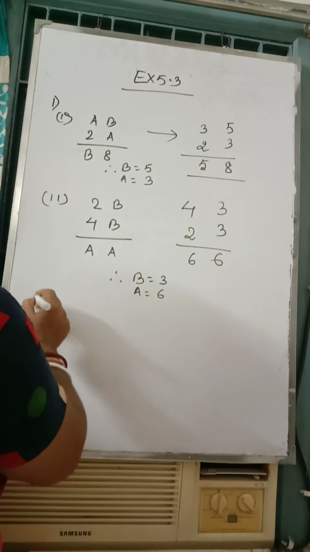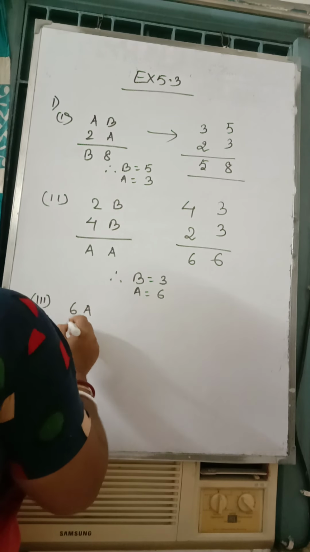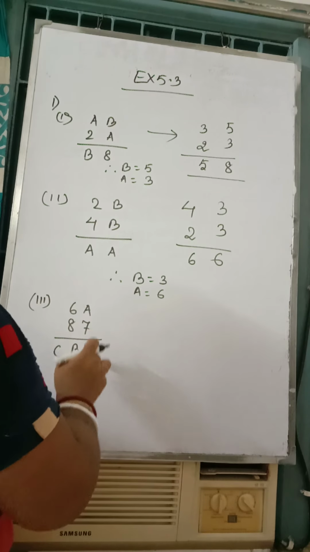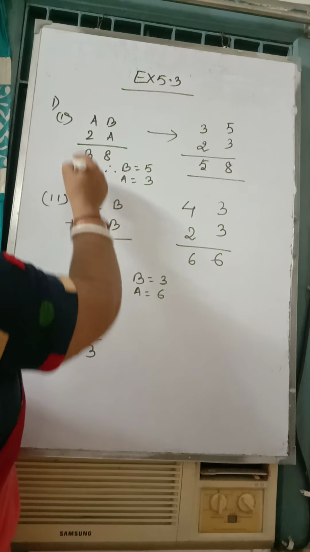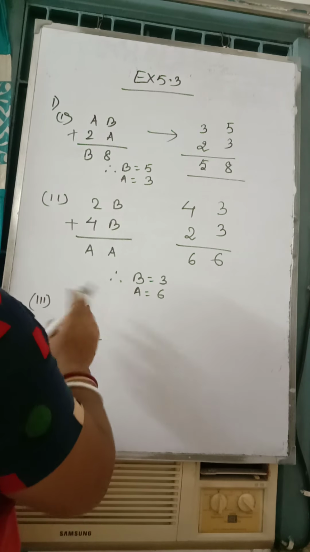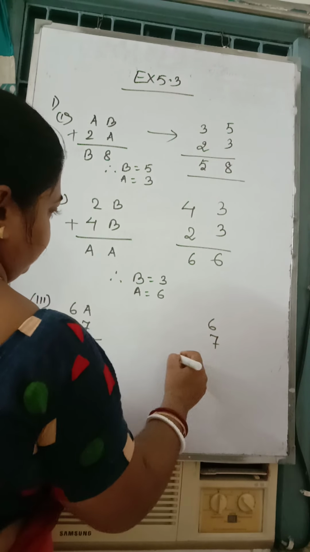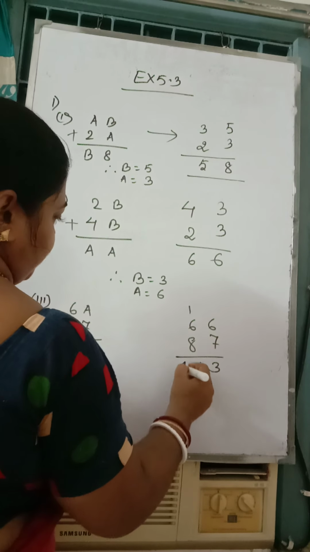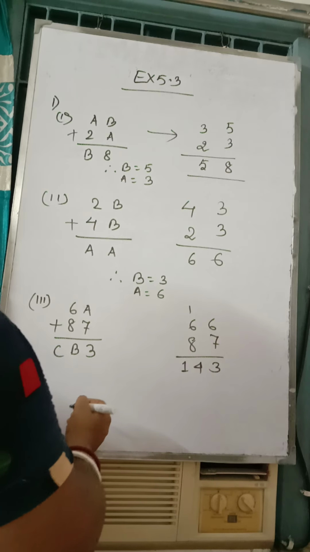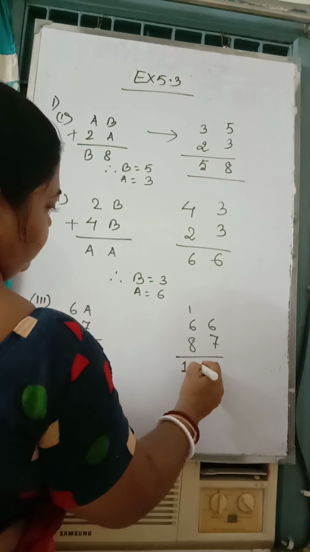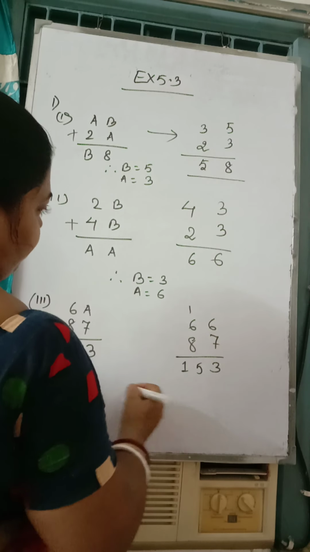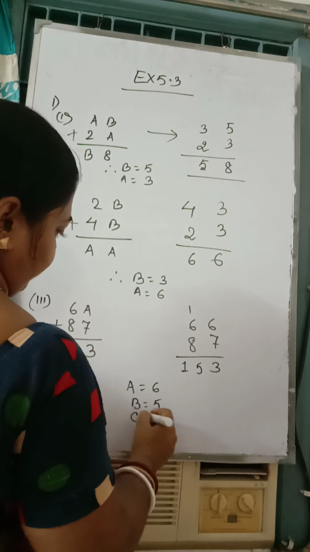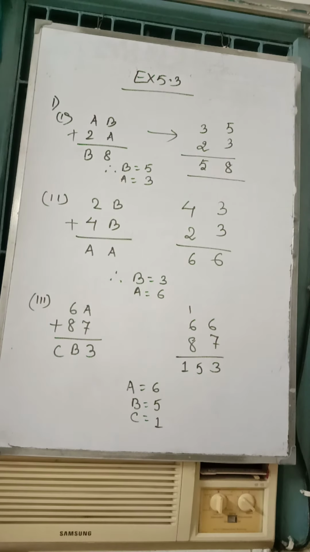Let us see number 3. 6A, 87, C, B, 3. Now it is 7, this is 3. So it cannot be 7 minus 4, no? 7 plus 6 is 13. So A is replaced with 6. So 6 plus 7, 13, carrying 1. 6 and 8, 14. It means B is replaced with 4 and A is replaced with 1. And 8 plus 6, 14, and carrying 1, 15. So A is equal to 6, B is equal to 5 and C is equal to 1. Like that you need to replace it.